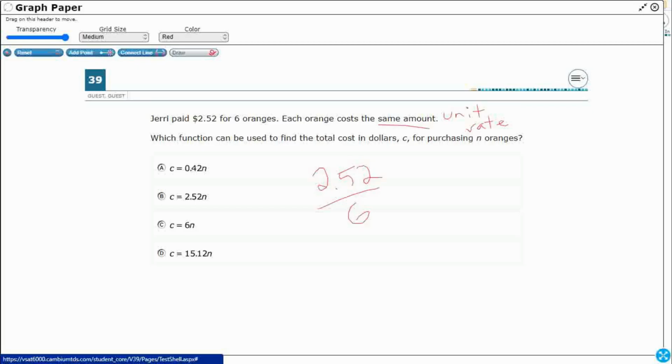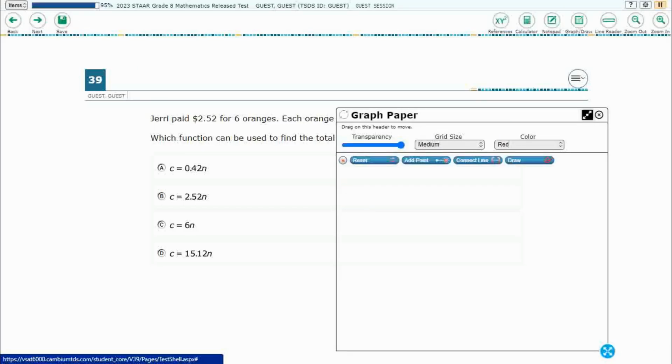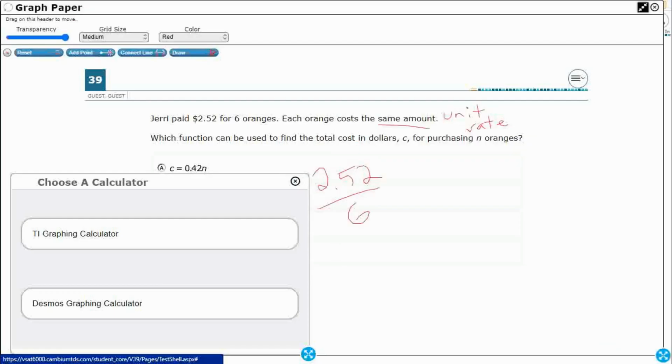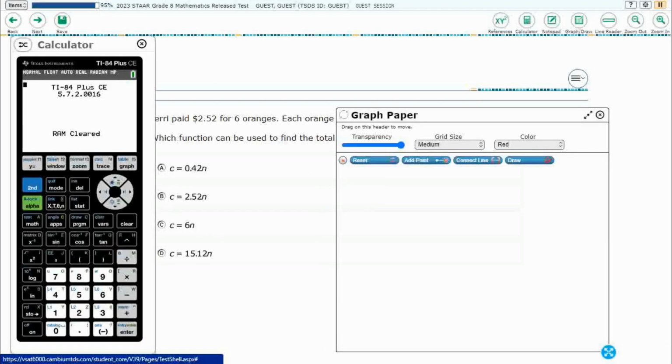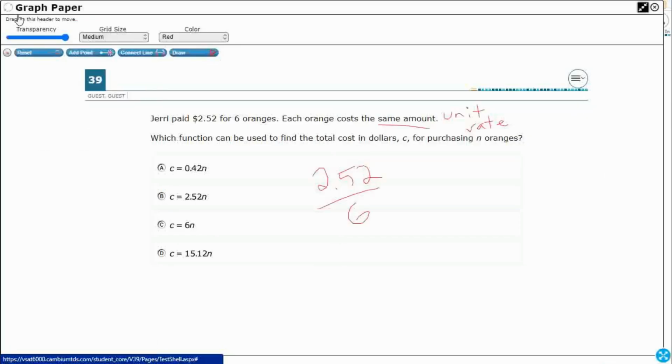They each cost the same amount. So let's figure out the unit rate first, and we'll figure out what exactly they're asking us to do here. So we're going to take our 2.52, and we are simply going to divide it by 6. And when we do that, 2.52 divided by 6, we will see, all right, 42 cents each. That makes sense. We've got 0.42 for each orange.